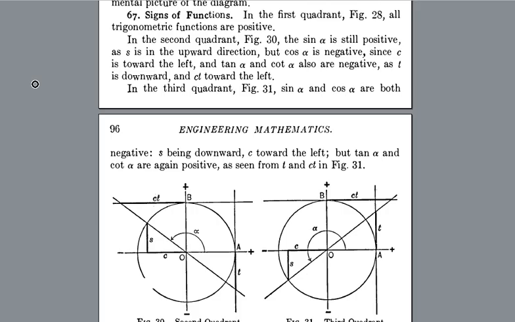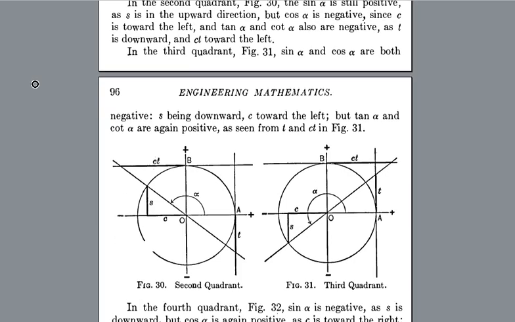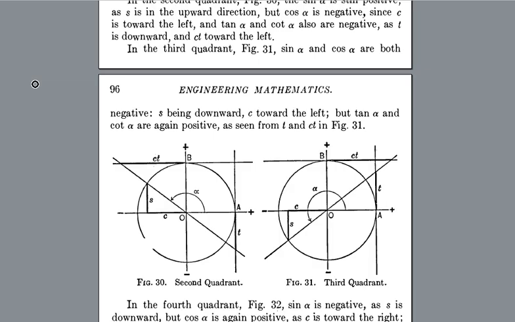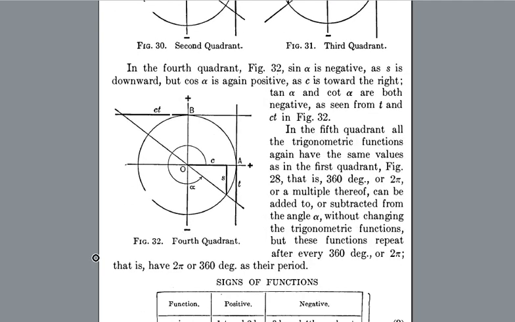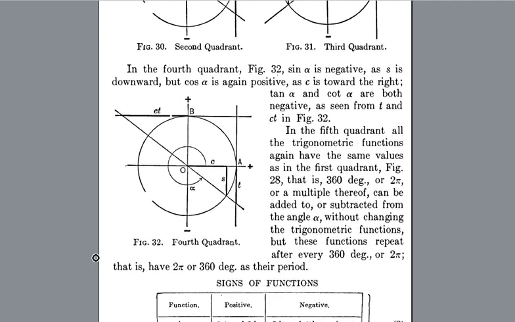In the third quadrant, as shown in Figure 31, both the sine of alpha and the cosine of alpha are negative. This is because the projection labeled S is downward, and the projection labeled C points toward the left. However, the tangent of alpha and the cotangent of alpha are positive, as observed from the intercepts labeled T and CT.